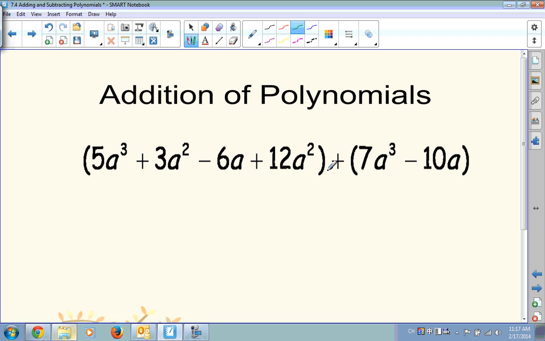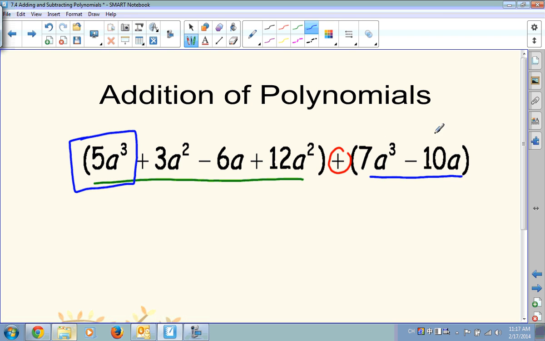Because it has a plus sign in between, all it's saying is you're going to take this polynomial and add it to this binomial. So all we're doing is combining like terms. Tell me what would be a like term here. Be more specific. Start with the biggest. We always want to start with the biggest exponent. 12a? No, that's not the biggest exponent. The cubes are the biggest exponents.